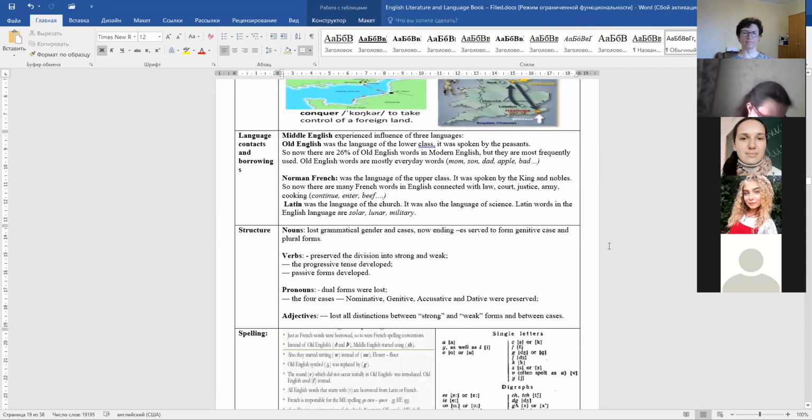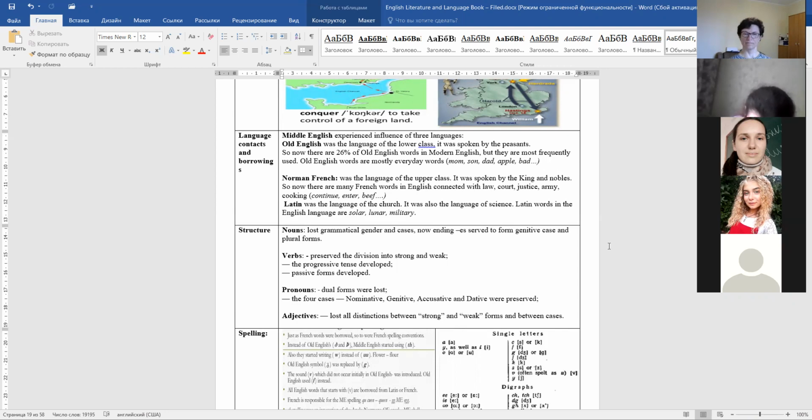So Middle English experienced influence of three languages. They are Old English, Norman French, and Latin. Old English was the language of the lower class. It was spoken by the peasants. So now there are 26% of Old English words in modern English, but they are most frequently used. Old English words are most everyday words. For example, mom, son, dad, apple, bed.